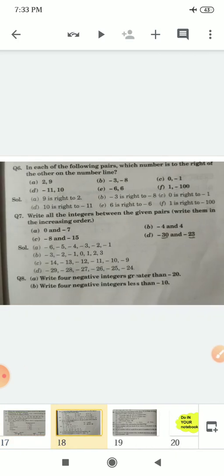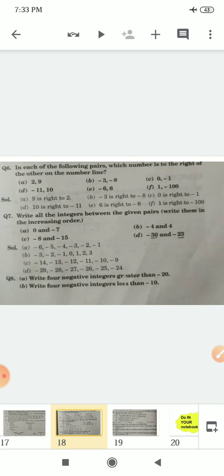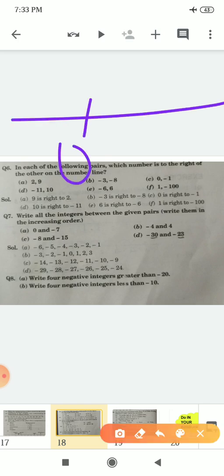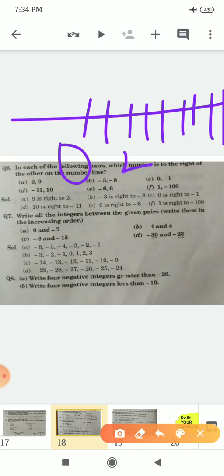Now we have the next question, question number 6. In which of the following pairs, which number is to the right of the other on the number line? See, if we have a number line like this, we have 0. It is given 2, 9. It means they will fall here. If 2 is here, and I am assuming 9 is here, which is on the right hand side? This is on the right hand side and this is on the left hand side. So 9 is to the right of 2.